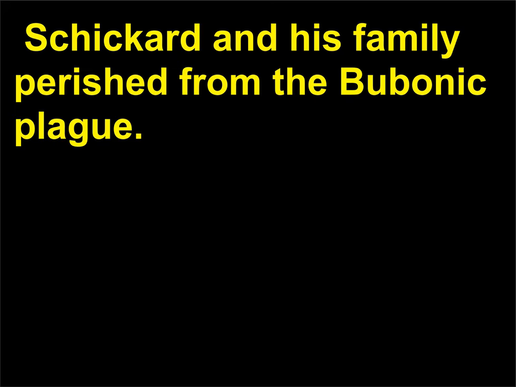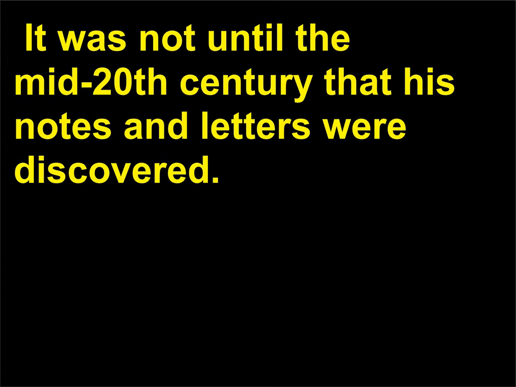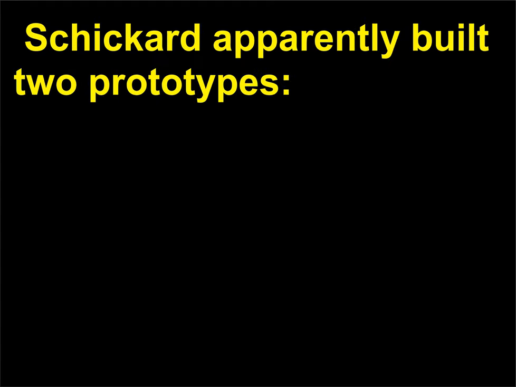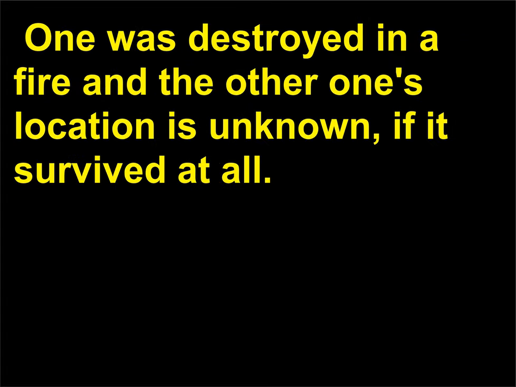Schickard and his family perished from the bubonic plague. It was not until the mid-20th century that his notes and letters were discovered. They showed diagrams of how to construct his machine. Schickard apparently built two prototypes. One was destroyed in a fire and the other one's location is unknown, if it survived at all.